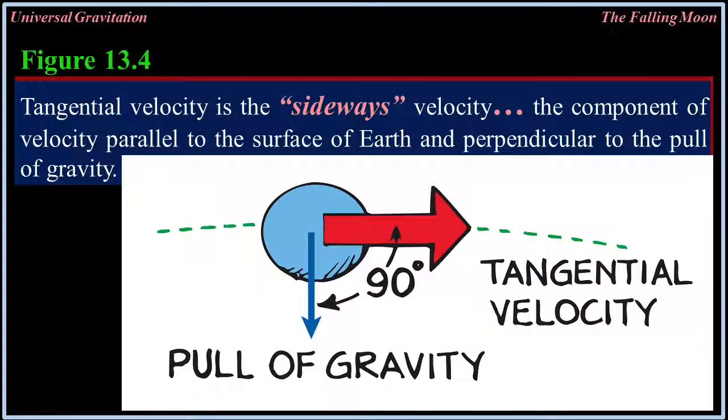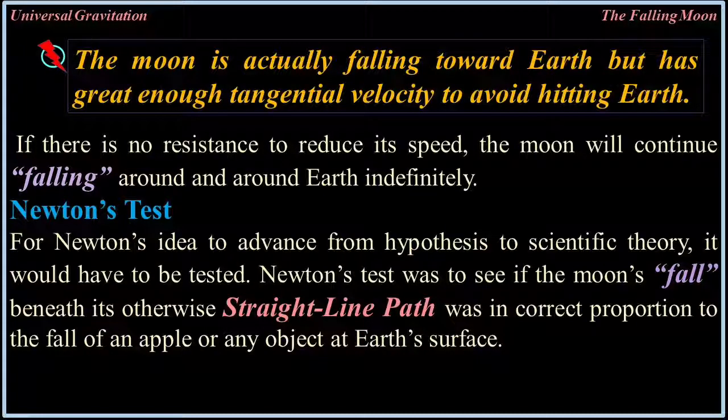Earth satellite. Figure 13.4. Tangential velocity is the sideways velocity, the component of velocity parallel to the surface of the Earth and perpendicular to the pull of gravity. Here we have the pull of gravity down and the tangential velocity at 90 degrees relative to the pull of gravity. The moon is actually falling toward Earth, but has great enough tangential velocity to avoid hitting Earth. If there is no resistance to reduce its speed, the moon will continue falling around and around Earth indefinitely.